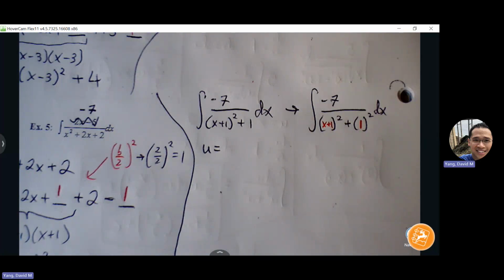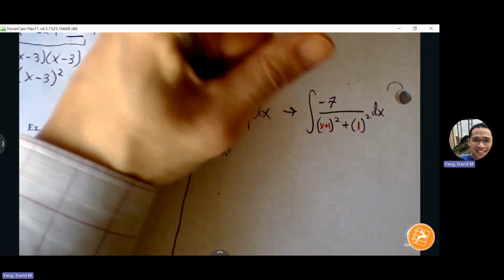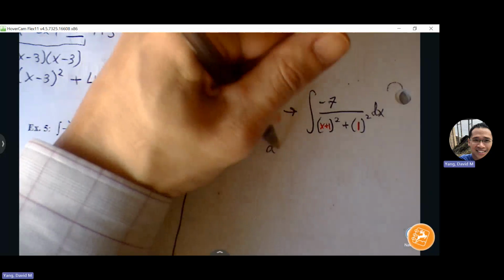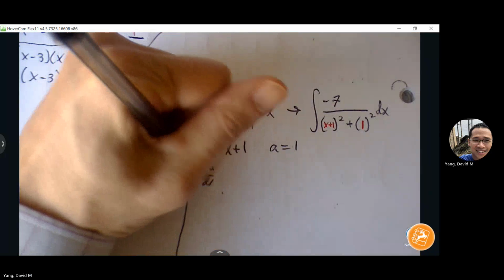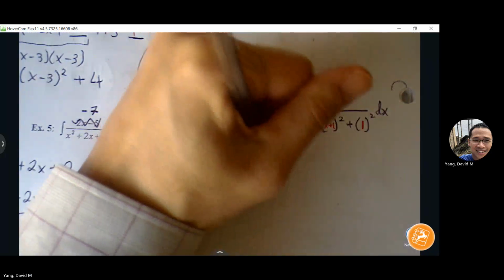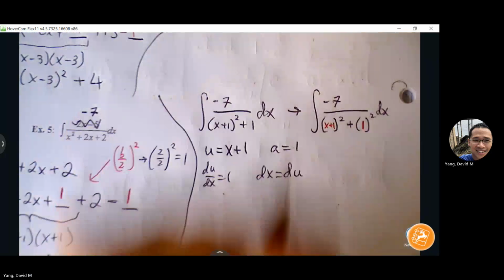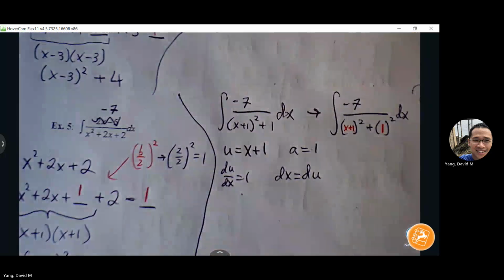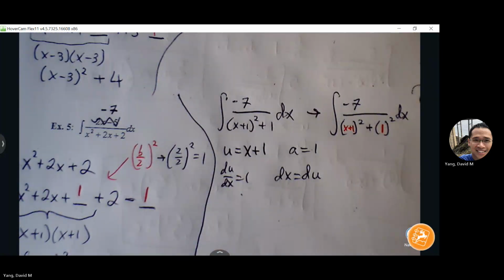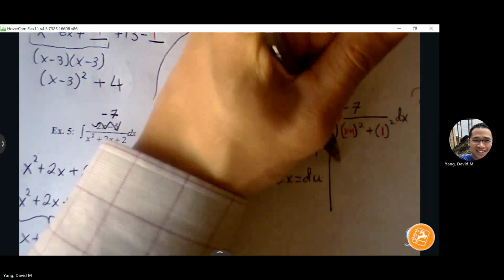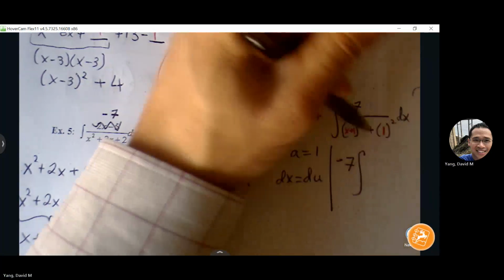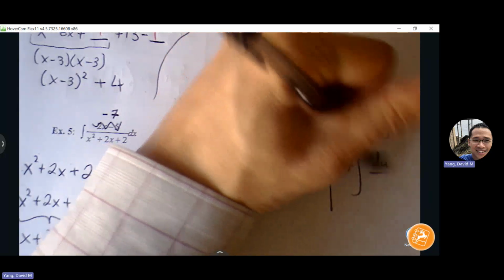Good. Your u value has the variable in it. Your a value is just a constant. du dx. Make our substitutions. I'm going to push that -7 out in front. Dx gets replaced with du.